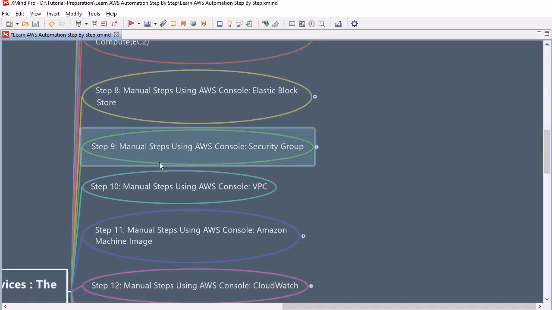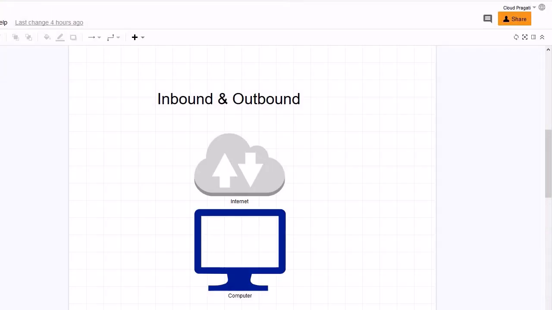Prior to discussing the security group, I wanted to share two concepts so that it would be easy to understand security group. So let's look at one diagram. If you look at this diagram, you will find two terms, inbound and outbound. It is important to discuss inbound and outbound prior to security group because security group is mainly used to handle inbound and outbound traffic.